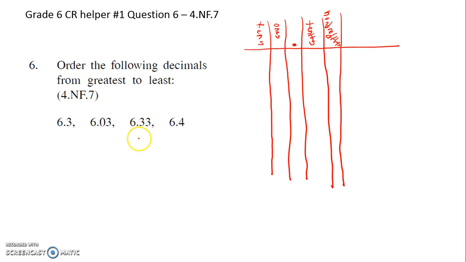Okay, so let's take a look here. If I want to write my numbers in, I only went out to the hundredths place. Thousands place would be next, because I saw the furthest place out in any of my numbers was the hundredths. I don't have any in the tens place, but I know on your actual CR you do, so I wrote that in. All right, so let's take a look at this. This one would be 6.3. The next one would be 6.03. The next one would be 6.33. And the last one would be 6.4.